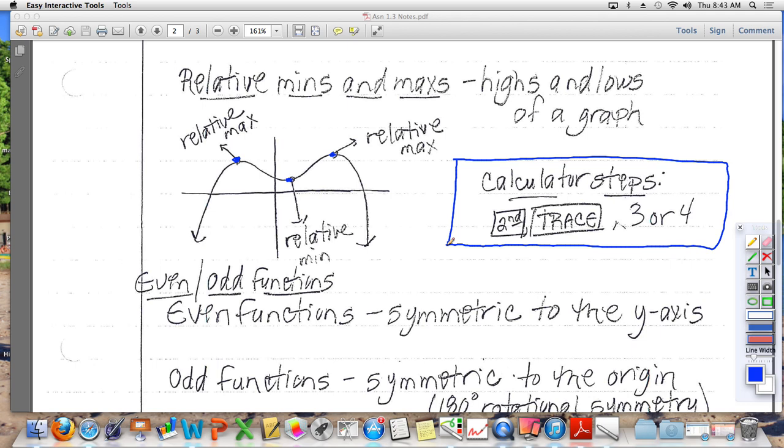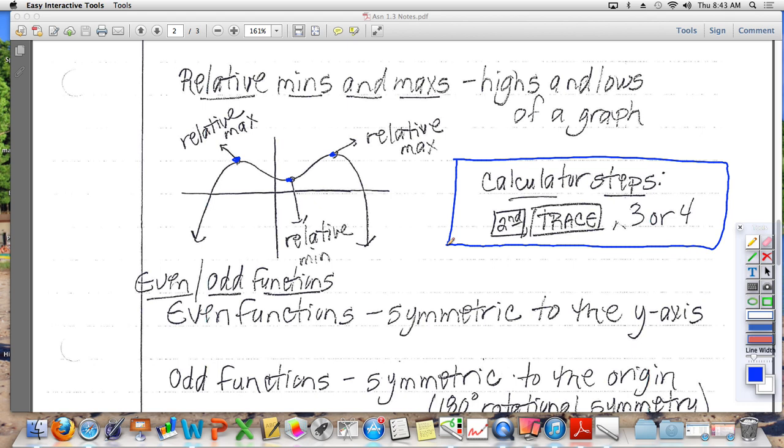Like calculator options 3 and 4. If you go to second trace on your calculator, option 3 I think is to find a minimum, and option 4 would be what you would choose to find a maximum. I may have those backwards, but you'll see, when you get there, that if you're trying to locate a maximum, you go to one of them. If you're trying to find a minimum, you go to the other one.